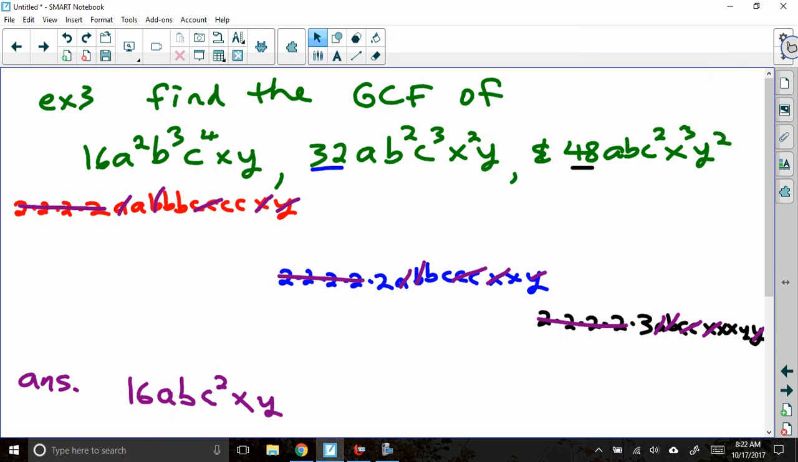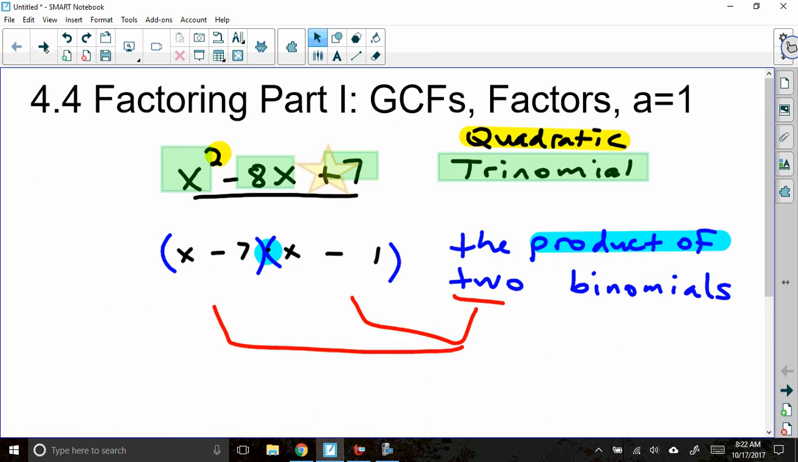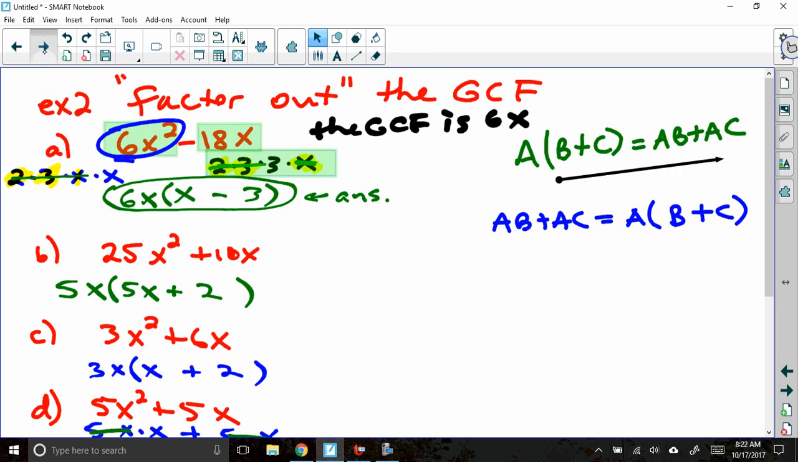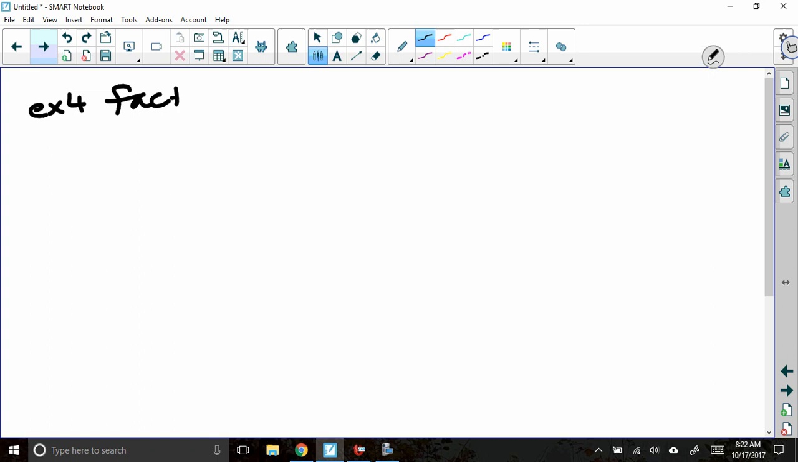All right. So I think we got these GCFs down. Factors of a number, I think we're good with that. So I think really all we need to do now is just look at a few examples of factoring. So let's try this one. Example 4, factor x squared minus 11x plus 30.